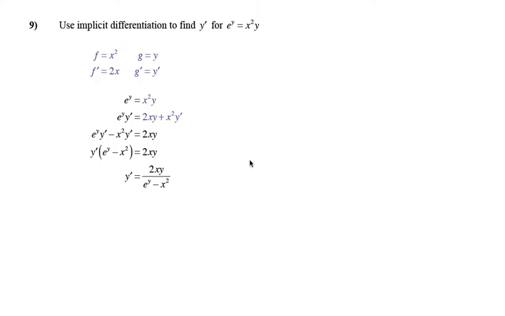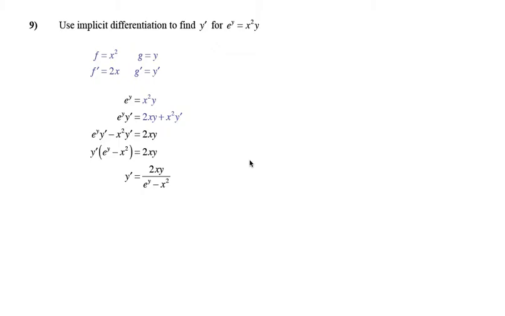Question 9 is our implicit differentiation question, and that just requires any y term or factor that is a y, or some expression involving y, be treated like a function. And we differentiate it as normal and then put a y prime on the end of it. That's the best way that I can say it.